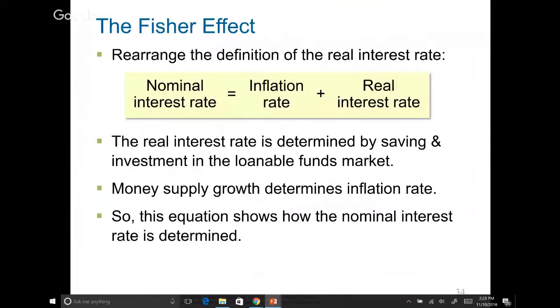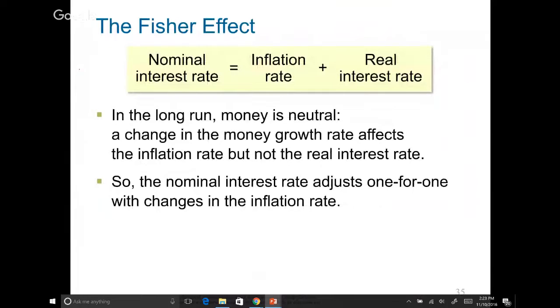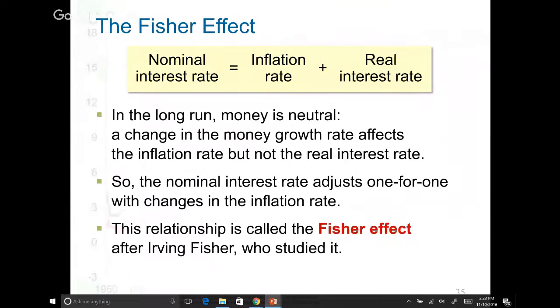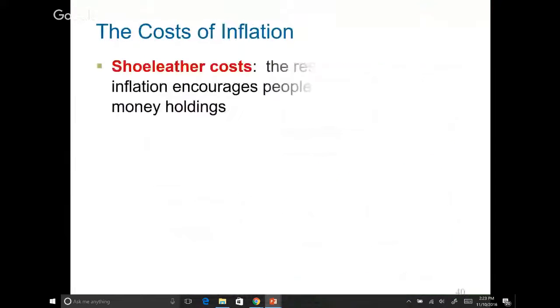All right, I think I'll almost finish with this chapter. So know what's the Fisher effect? The Fisher effect is just that your nominal interest rate is equal to inflation plus the real interest rate. Okay. All right, let's keep going.